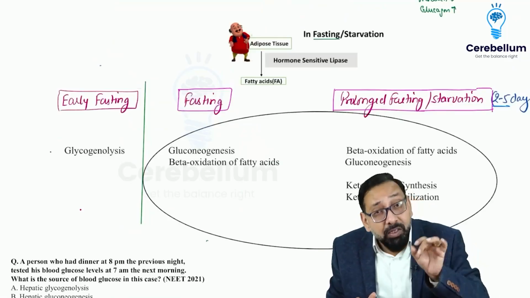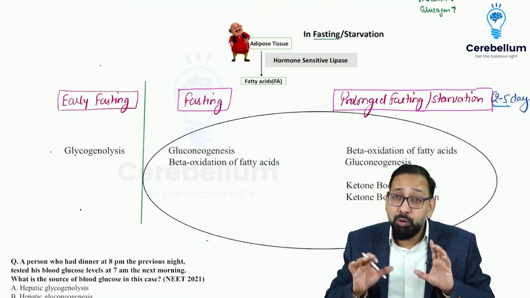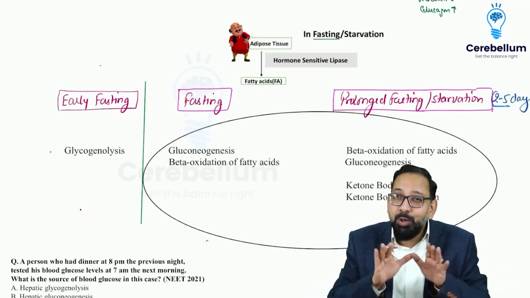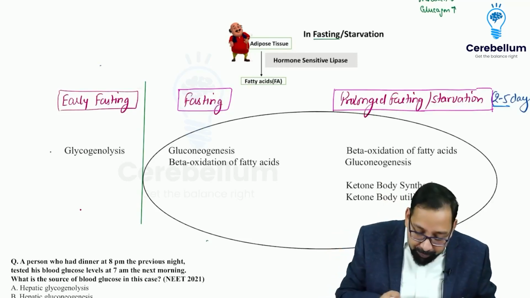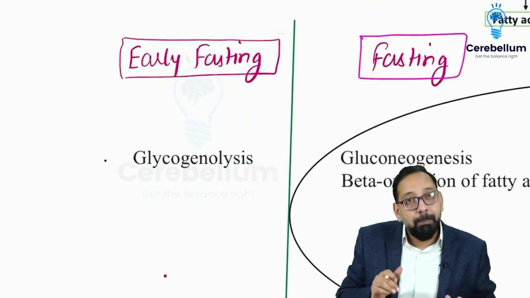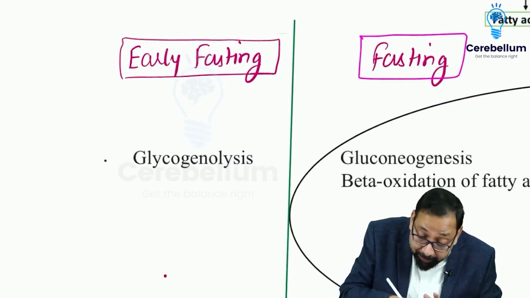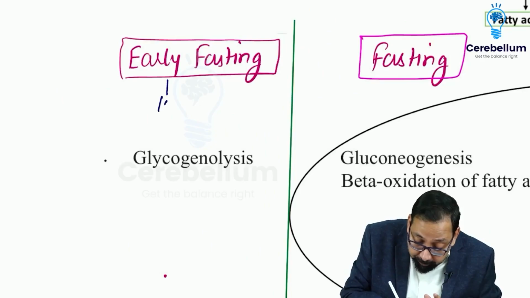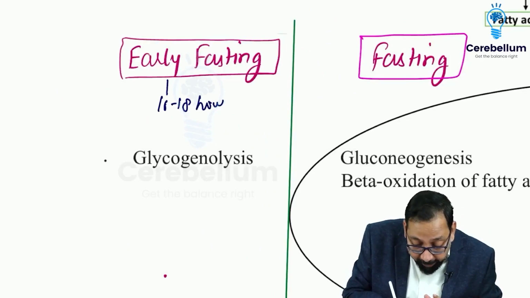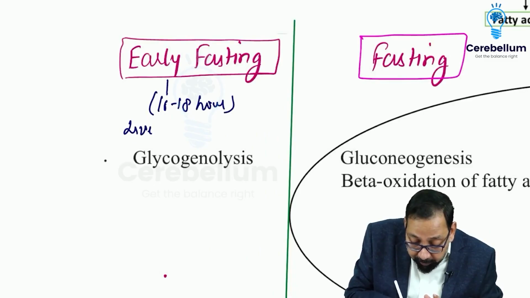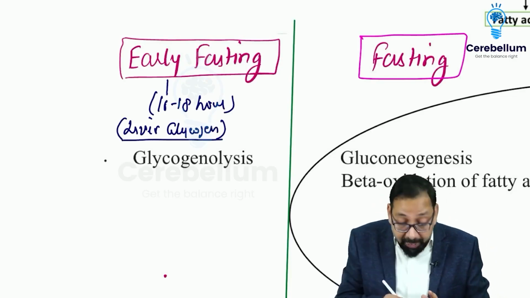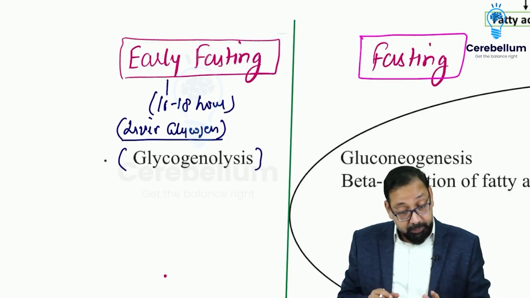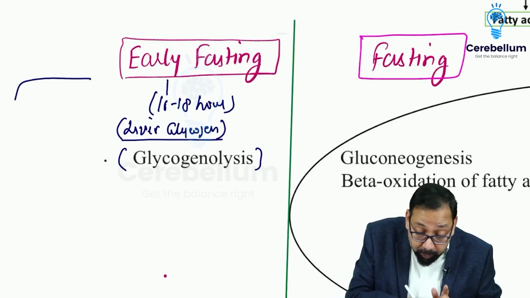Now we come to the fasting state or starvation. Suppose I locked you in a room and I'm not giving food for 16 to 18 hours. Then your liver will say, don't worry, I can maintain blood glucose up to 16 to 18 hours. That is early fasting, meaning 16 to 18 hours. Liver glycogen is sufficient to maintain blood glucose up to 16 to 18 hours by glycogenolysis.